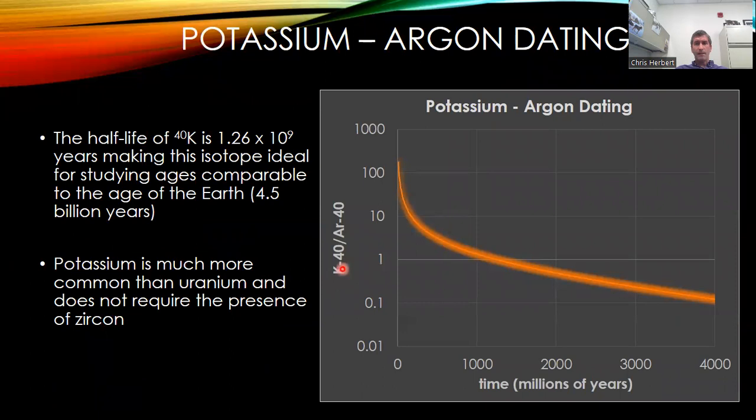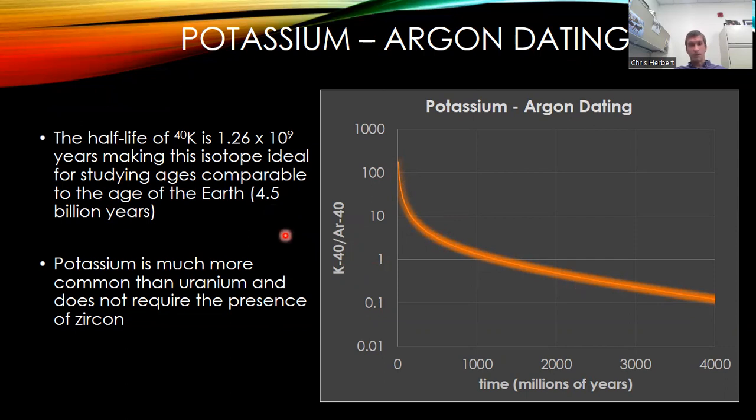And if we look at the amount of potassium 40 in a sample compared to the amount of argon 40, and remember, argon is a noble gas. It's not going to chemically react with these materials. As long as that argon can get trapped in the crystal lattice, and we can look at how much daughter isotope we have compared to how much parent isotope we have, the parent to daughter ratio is going to decrease over time. And this has a half-life of 1.26 times 10 to the 9 years.